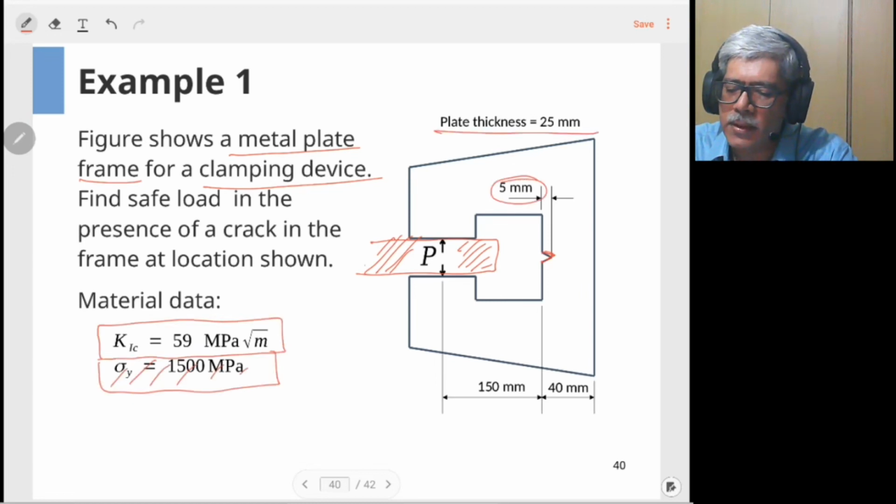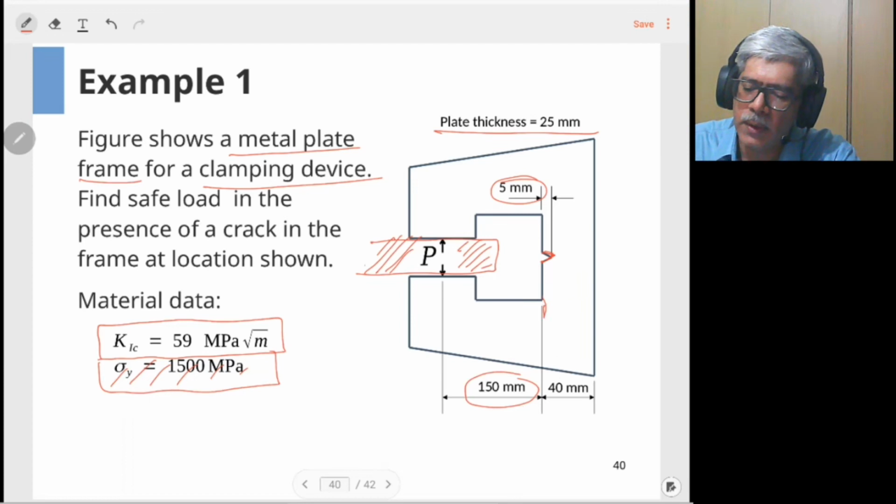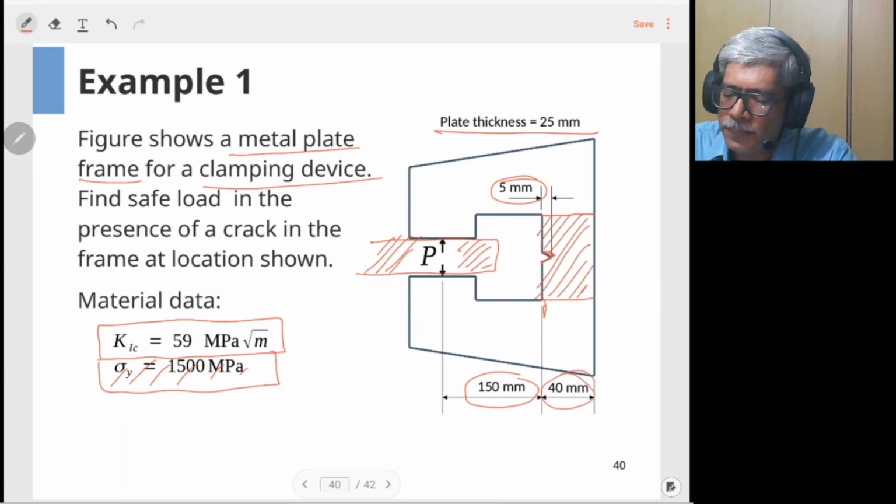The clamp plate thickness is given as 25 millimeters, and the dimension of the center of load application is measured from the edge of the crack mouth surface. This is known as the crack mouth. For the purpose of calculation, our zone of interest is the region shown here, and the width of this zone is given as 40 millimeters.